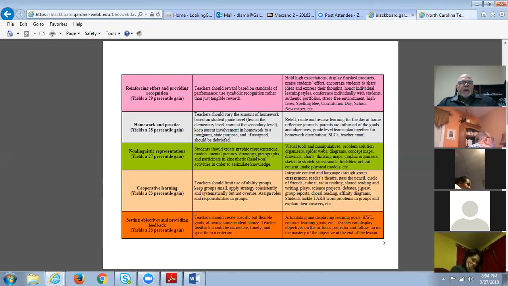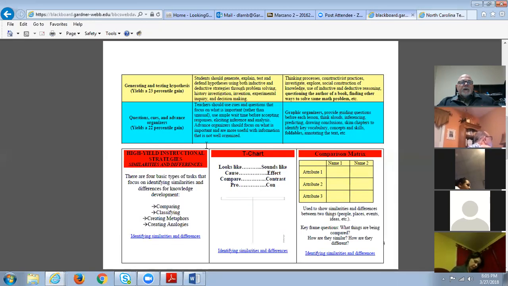Homework and practice, 28. Non-linguistic representation, 27. Cooperative learning, 23. Setting objectives and providing feedback, 23. Generating and testing hypotheses, 23. And then questions, cues, and advance organizers yields a 22 percentile gain in student achievement. That's why we call them high yield strategies or best practices.